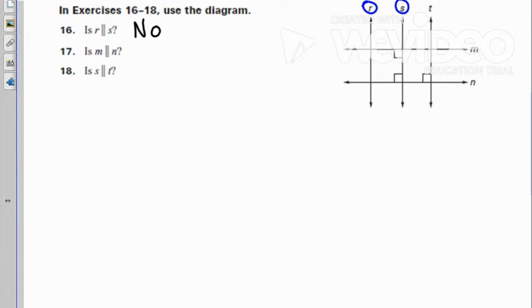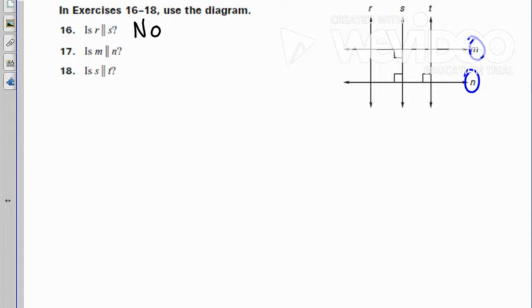So if we move now to 17, is M parallel to N? Okay, so we're looking here for M. Now, we have M and N. I'm going to erase here. Here we're trying to see, are these two parallel? We have a little bit more to work with on this one.